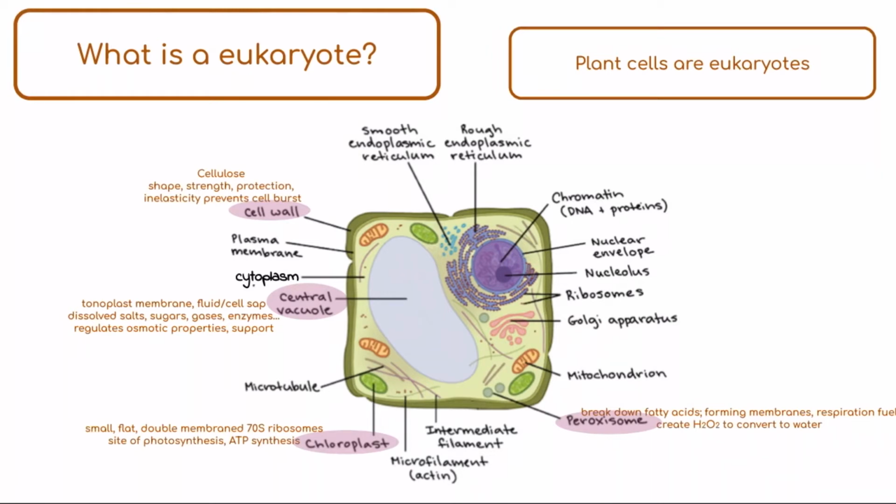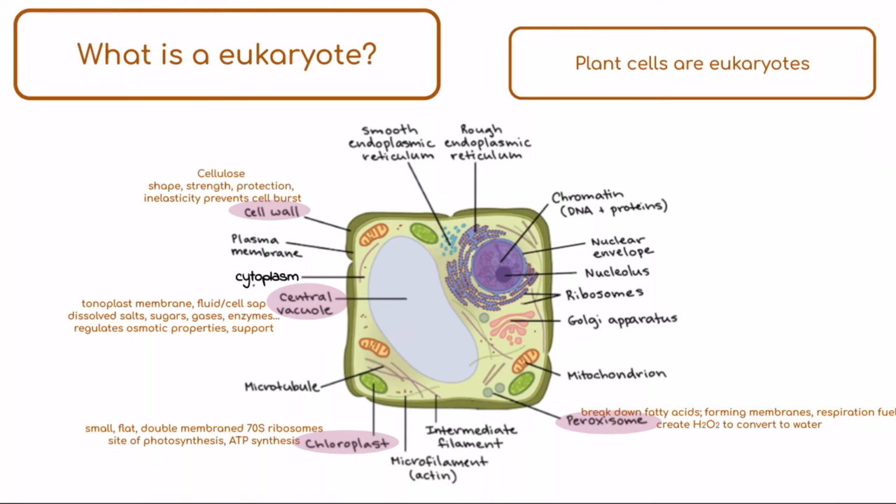Plant cells also have a large central vacuole with a tonoplast membrane filled with fluid containing dissolved solutes and other particles, and its function is to regulate the osmotic properties of the cell and provide support for the cell. Plant cells also contain chloroplasts. These are small, flat, and double-membraned organelles with 70S ribosomes, and is the site of photosynthesis and ATP synthesis, and so is essential to cell function.